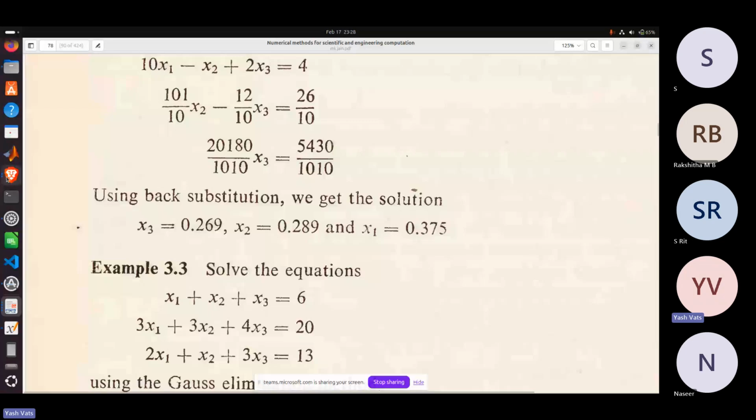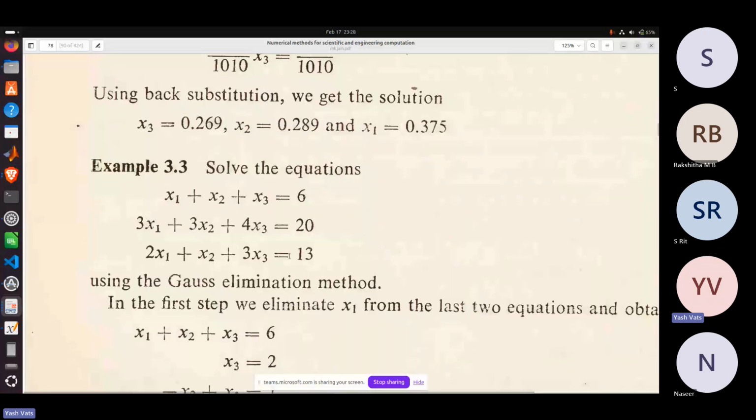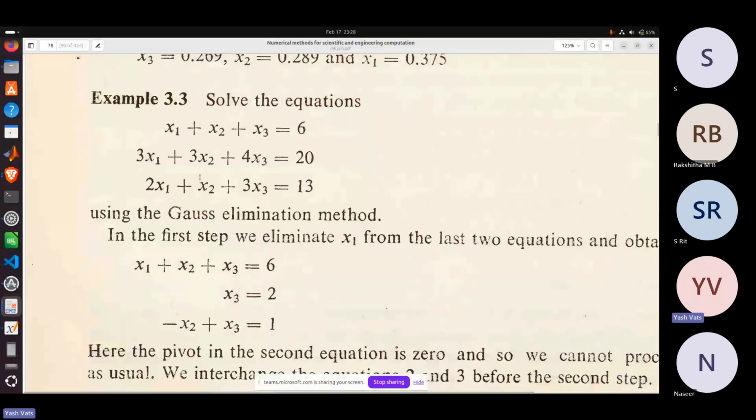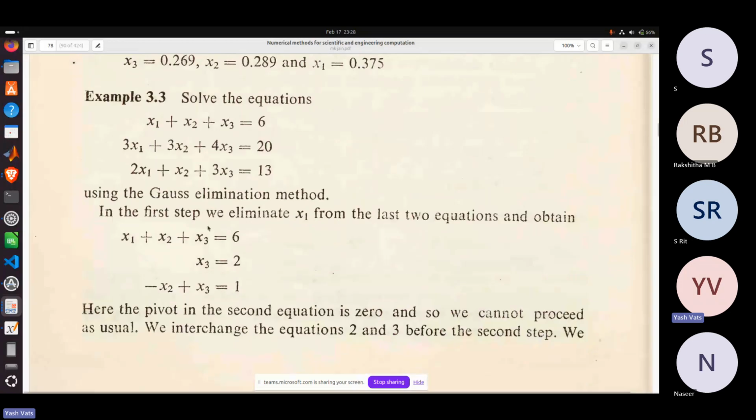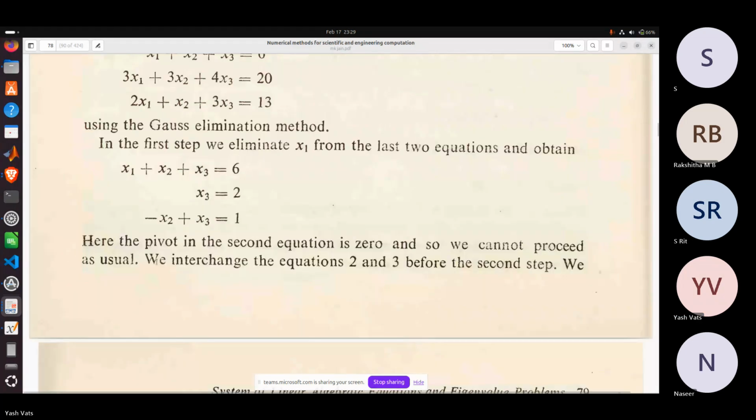So everyone has tried this, I think. The problem you face in this type of equations is with the coefficients over here. In the first column, there are coefficients 1, 3, 2. In the second, 3, 1, and in the third 1, 4, 3. If you apply the first step of Gauss elimination, you get this kind of thing: x1 plus x2 plus x3 is 6, x3 is 2, minus x2 plus x3 is 1. So you cannot proceed as usual in the second step.